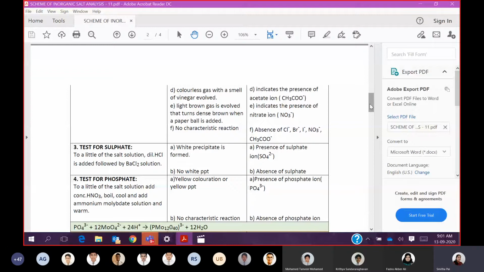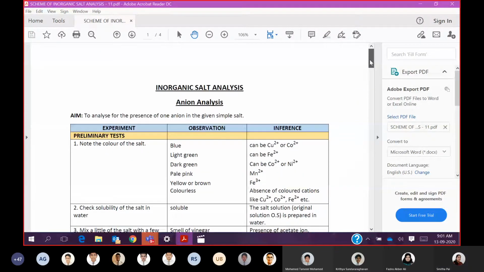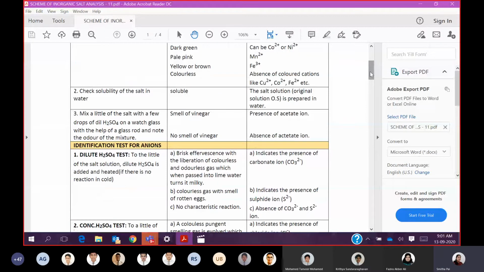So whatever is there in the scheme which I have projected now, I have selected only those experiments from O labs. I have removed certain experiments, say for example, the dry test. We are not doing the dry test in the lab. That is why I have removed the dry test portion from the video. So first you need to follow this scheme. In the lab, you will be following this scheme, and whatever reactions are given in the scheme, only that need to be learned. Is that clear? Yes. Boys, please respond. Yes, ma'am, it's clear.